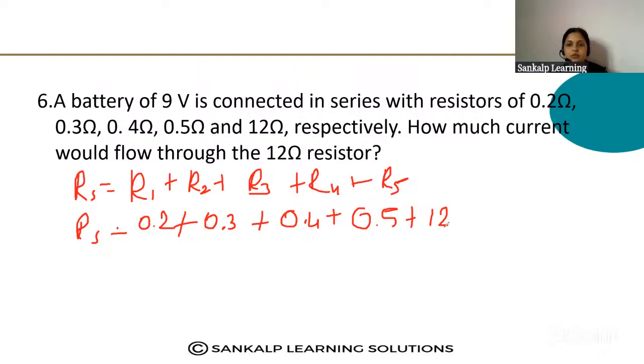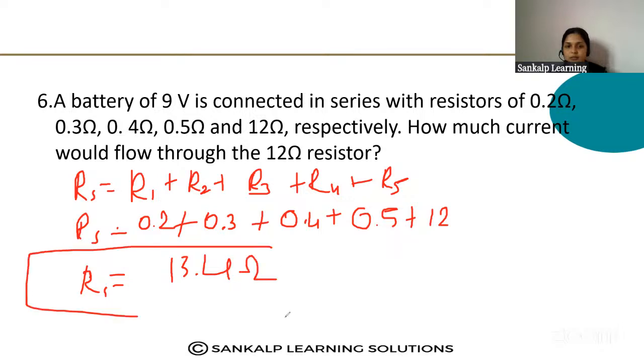Total 5 resistors are there. So the total resistance: 0.2 plus 0.3 plus 0.4 plus 0.5 plus 12 is equal to 13.4. Yes, the total resistance is 13.4 ohm.